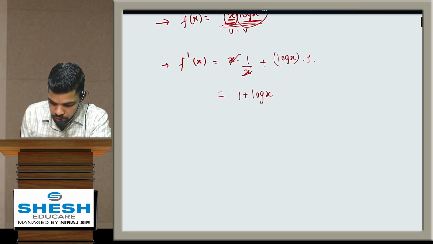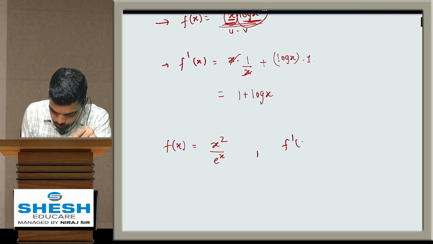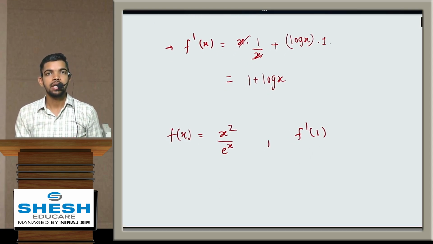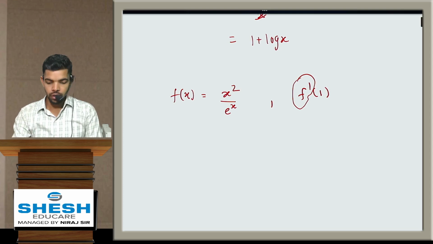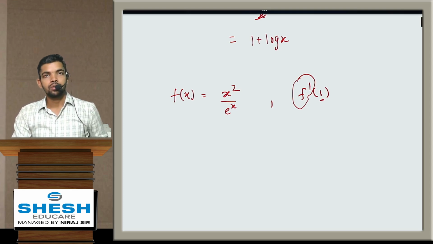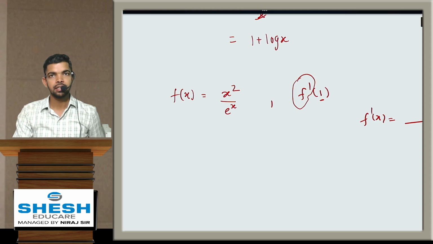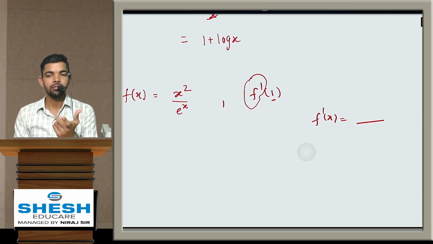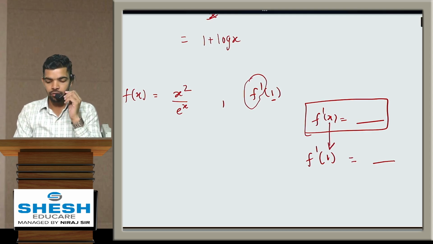Now let's take some more example. f of x is x square upon e to the power x, and we have to find f dash of 1. Now what does f dash of 1 mean here? f dash means we have to find the derivative, and what does this 1 indicate? Once we find f dash of x, the value will be in terms of x, so put x is equals to 1. In place of x we will put 1 and get the answer.